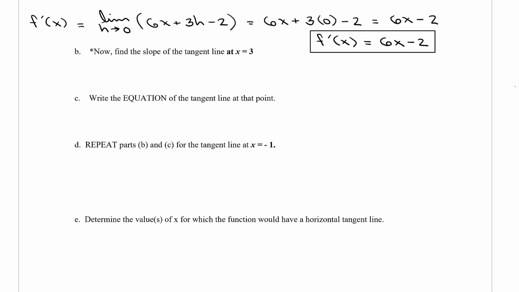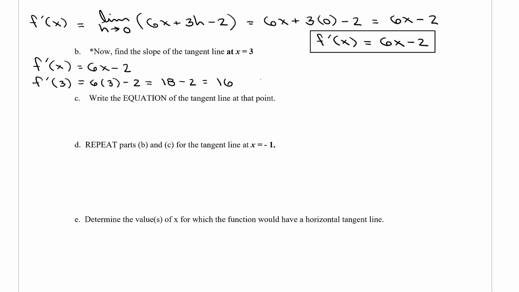So in order to find the slope of the tangent line at x equal to 3, I'm going to take the equation that I have for my derivative, and I'm going to substitute 3 for x. So f prime of x is equal to 6x minus 2, so I'm going to rewrite that equation down. And now I'm going to write f prime of 3, and I'm going to substitute 3 for x, so it'll be 6 times 3 minus 2, which is going to give me 18 minus 2, which is equal to 16.